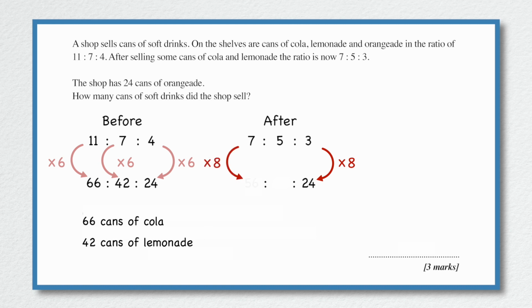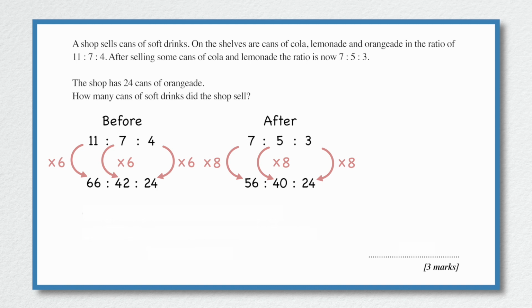7 multiplied by 8 is equal to 56. 5 multiplied by 8 is equal to 40. So that's the difficult bit, and there are 2 marks for that. We now have to work out how many cans were sold to get the answer.